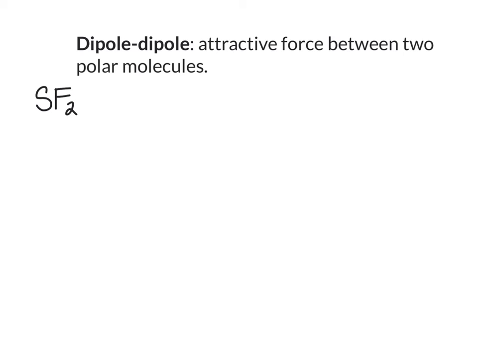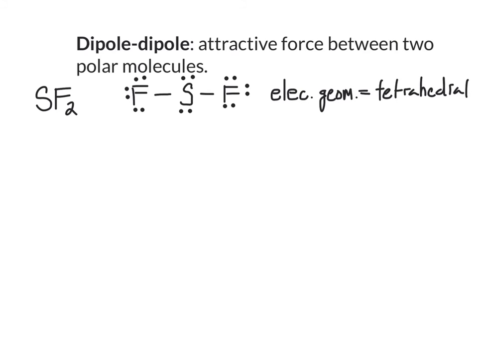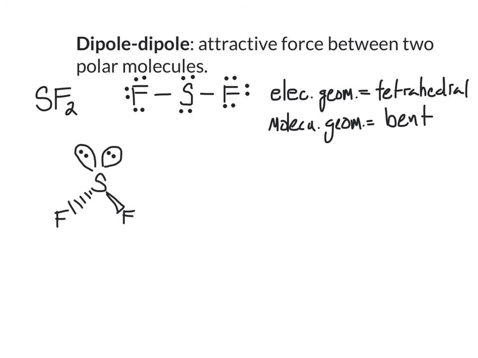Here's the Lewis structure of sulfur difluoride. You can see that there are 4 electron domains around the central atom, so the electronic geometry is tetrahedral. There are 2 bonds and 2 lone pairs, so the molecular geometry is bent if we only consider the bonds. Here I've drawn the dash-wedge image of sulfur difluoride with the lone pairs indicated.